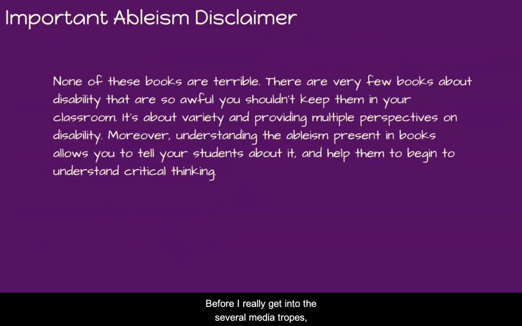Before I really get into the several media tropes, I want to start with a disclaimer. Pointing out that a book utilizes an ableist trope doesn't mean that the book is bad or that the people who wrote it are bad. You may see books you love used as examples. Some of these books I love as well. Still, it's important to keep in mind that you have to have a multitude of perspectives on disability. Further, enjoying media while still viewing it critically is an important skill that both students and educators need to use.